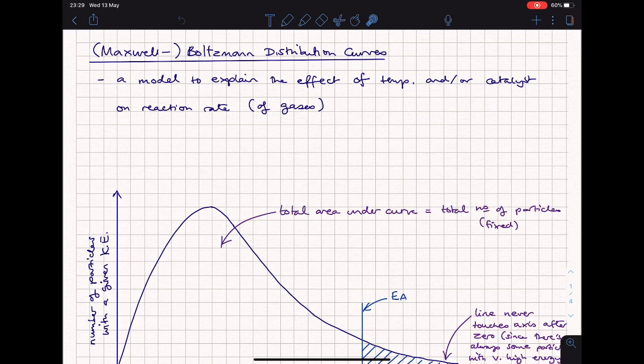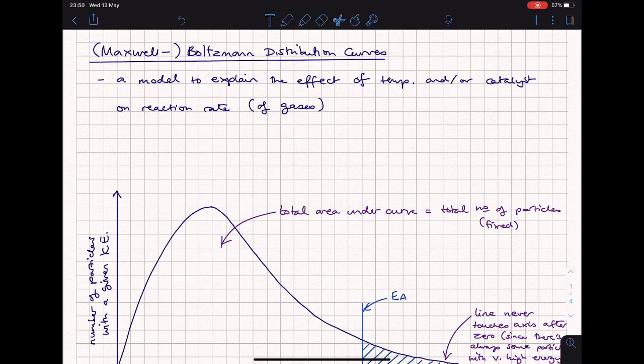Boltzmann distribution curves, often called Maxwell-Boltzmann distribution curves, are worked out from a mathematical function that we don't need to calculate for A-level chemistry, but the curves basically serve as a model to explain the effects of temperature or catalysts on the rate of reaction.